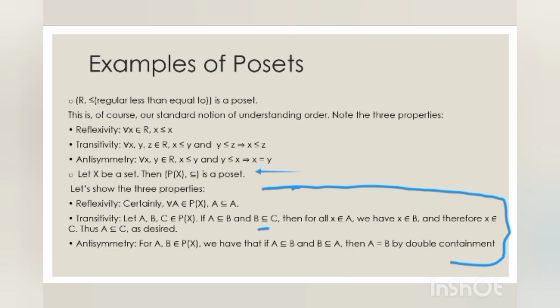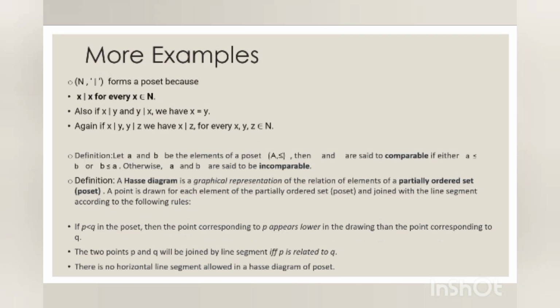Now antisymmetry for A and B belonging to the power set of X. If A is a subset of B and B is a subset of A, then A is equal to B by double containment. Let's move to the next slide. Here are some more examples of posets.